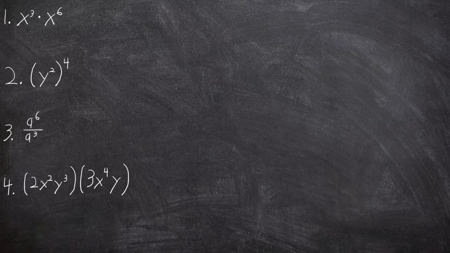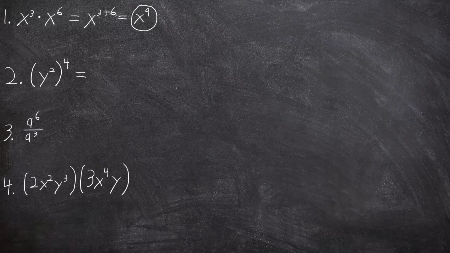Let's start off with these four right here, starting with number 1, x cubed times x to the 6th power. According to our exponent properties, this would actually be very simple. This would be as simple as doing x to the 3 plus 6, and this would get us x to the 9th power. Final answer for number 1.